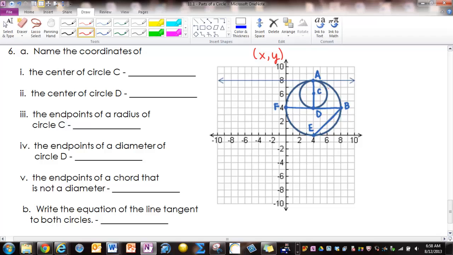Okay, first they ask us for the center of circle C. The center of circle C is right here at the yellow dot, which is C. And C's coordinates are 4, 6. 4 to the right and 6 up from the origin. Now the center of circle D is going to be right here at point D, which is at 4, 4.